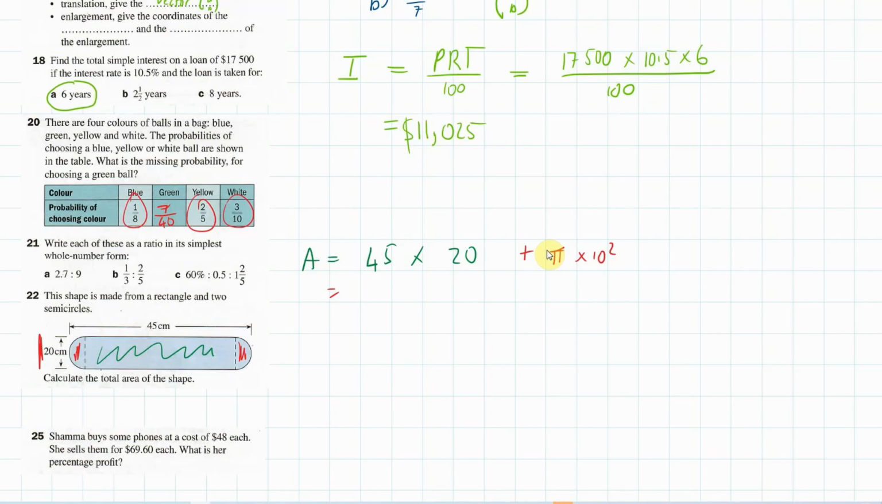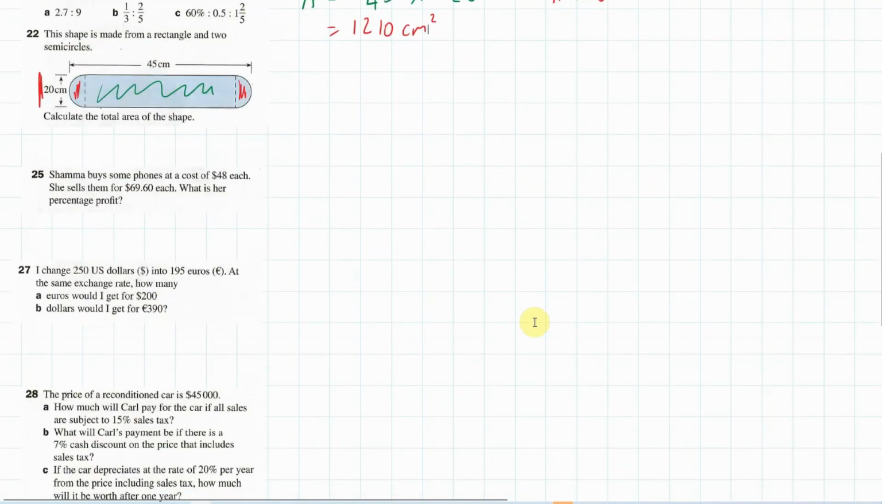And I'm getting 1214, or if I went to 3 significant figures, I would get 1210 centimeters squared. I think that's right. 100 pi plus 45 times 20. Yeah, that's good.